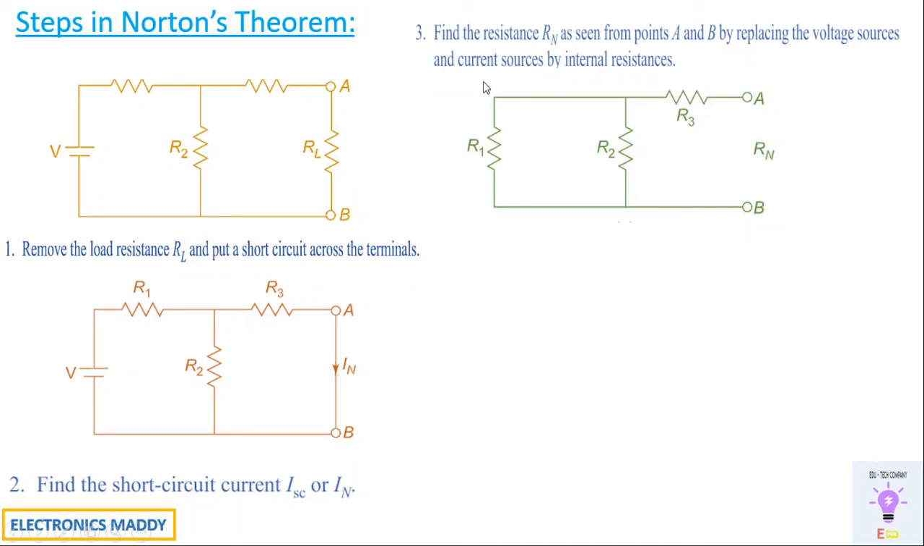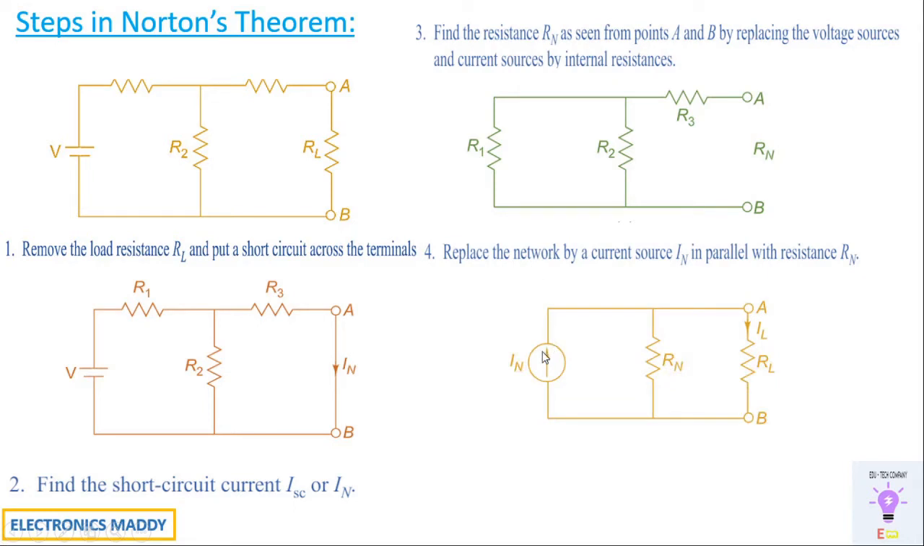We'll be finding the equivalent resistance with respect to the terminal by open circuiting it. The only thing is the designation: with respect to Thevenin's theorem it is RTH, and with respect to Norton's theorem it is RN. Once this is done, we will replace the network by a current source IN connected in parallel with RN. So we have found IN, we have found RN, and we can simply represent them in this form according to the statement of Norton's theorem, isn't it?